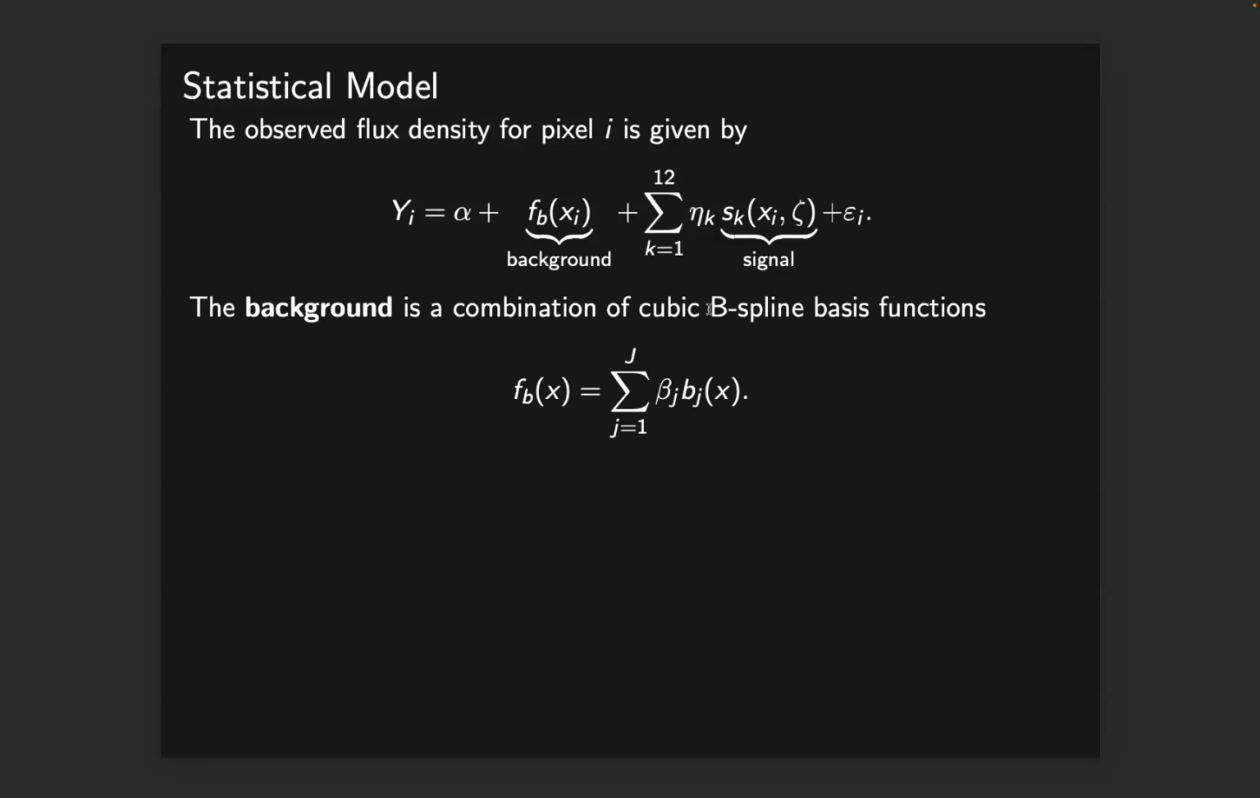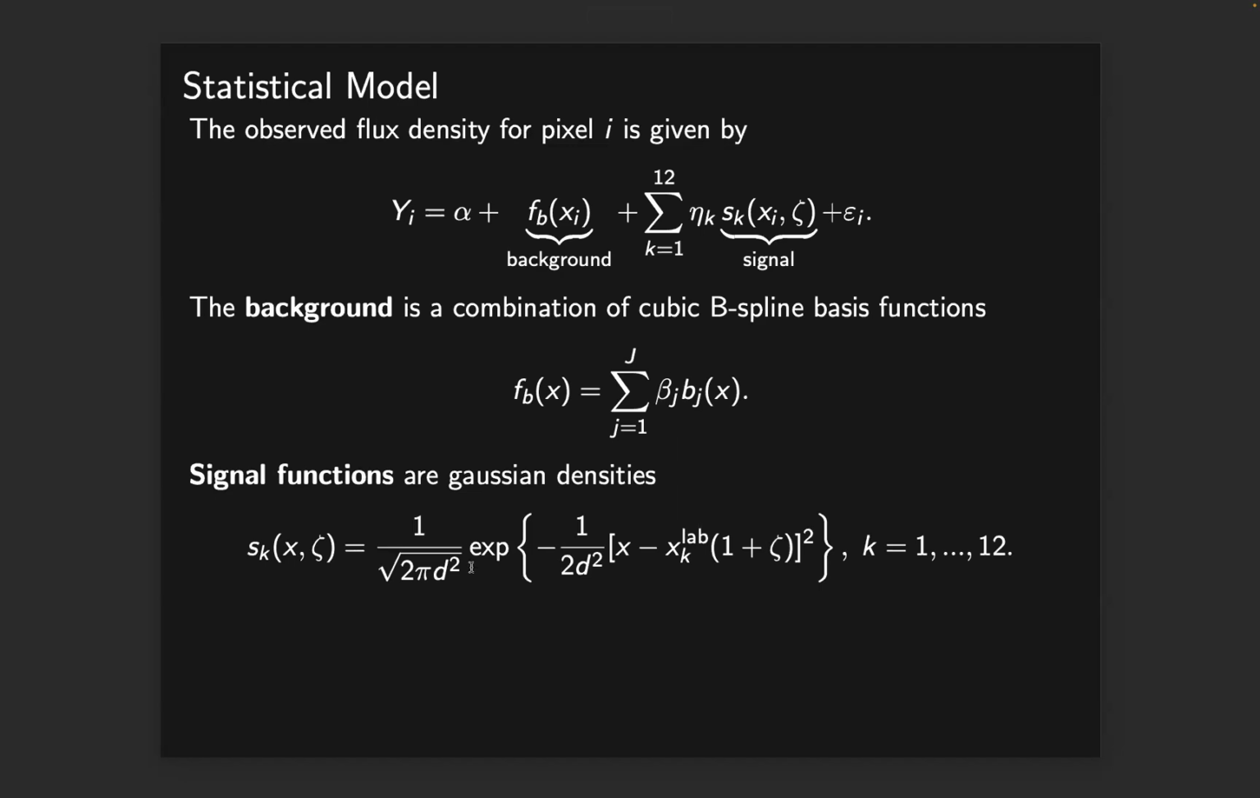The way that we dealt with the flexible background is called a cubic B-spline basis. Essentially, this is a weighted sum of cubic polynomials. So we add squiggly functions up, where these betas are parameters in our model that can be learned by the data.